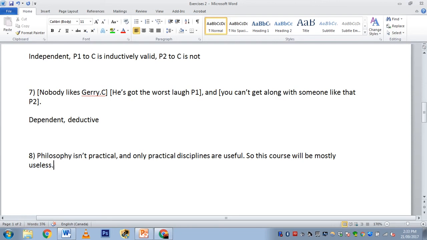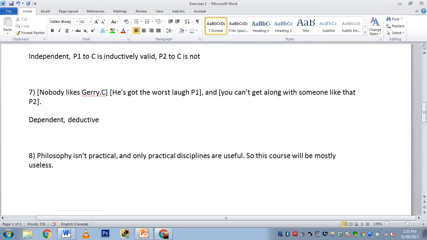Yeah? Can the premises be independent if "you can't get along with something like that" doesn't refer to the laugh, but to how Jerry is? Yes. So the question is, could they be independent if the "that" in that sentence has a different reference than the first sentence? I was assuming that P2 here refers to "he's got the worst laugh." But if it's just that you can't get along with somebody like Jerry in general, then it would be two independent reasons for the conclusion. Good. Okay.